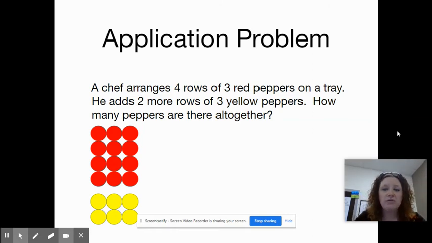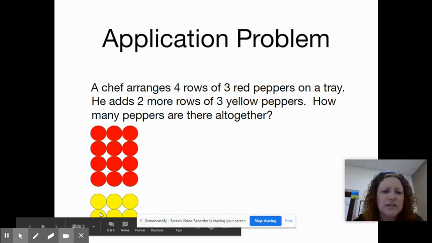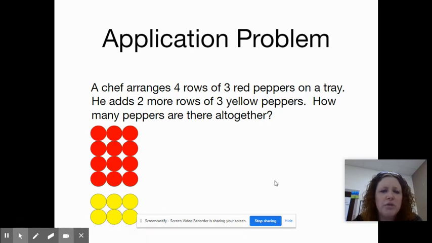So we want to figure out the total. How many peppers are there altogether? Let me think. This feels like a multiplication problem to me. I hope it does to you as well, because I have this array. It's full of rows with columns, and I know how many are in each row. So if I look, I can count 1, 2, 3, 4, 5, 6 total rows with 3 in each row. So I know that equation is going to be 6 times 3 equals, question mark.